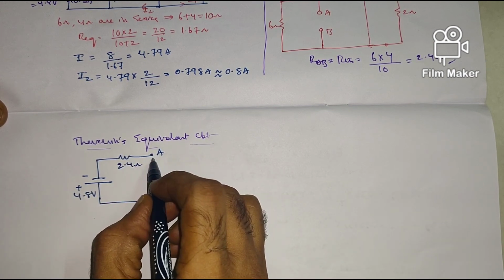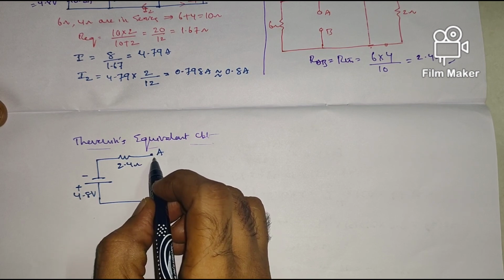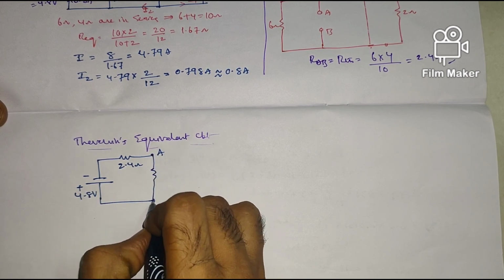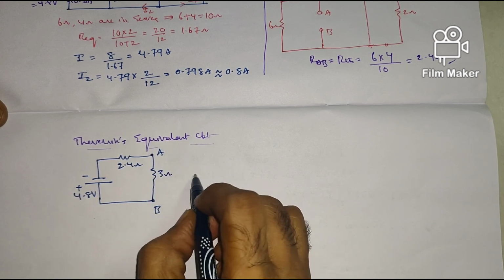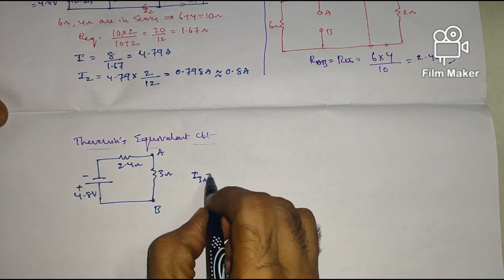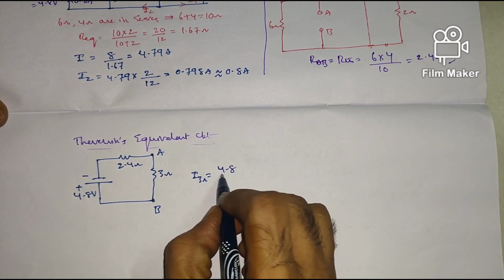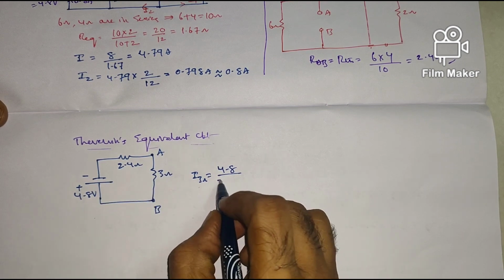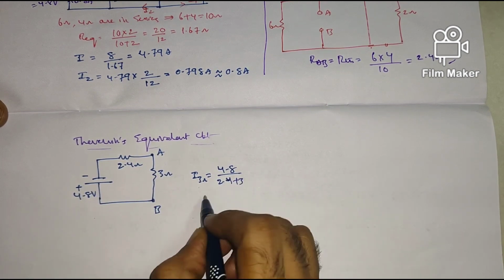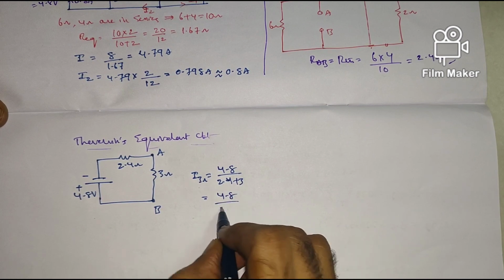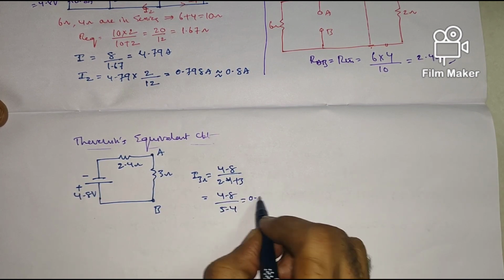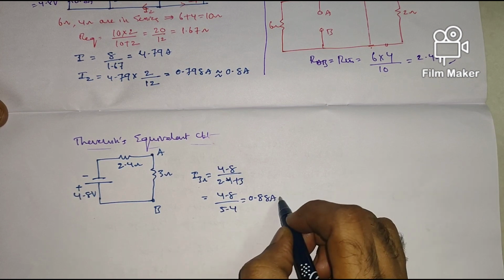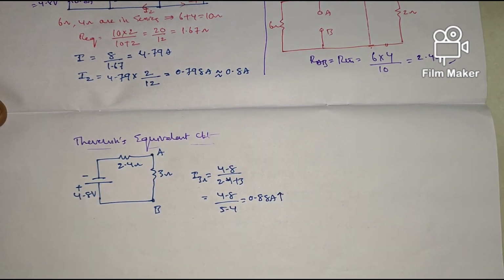Now connect back the 3 ohm resistance which we have removed earlier. This is the 3 ohm resistance. Now the current passing through the 3 ohm resistance, I3, is equal to 4.8, that is the voltage source, divided by the total resistance, 3 plus 2.4, which is equal to 4.8 by 5.4, that is equal to 0.88 amperes flowing from B to A. This is how we can simplify the problem using Thevenin's theorem.